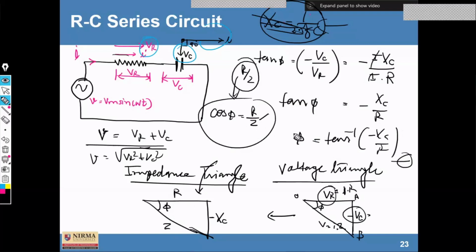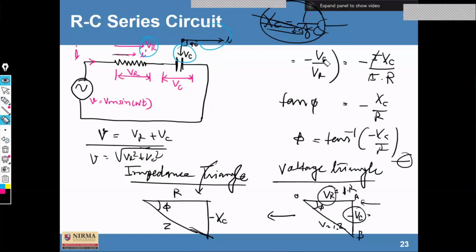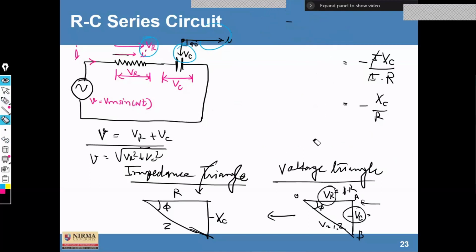And if all three different components are connected in series, then we will also get the same equation here. Clear? Now power factor, we know that it is R by Z, but how to derive this equation from this voltage triangle? Yes, we can derive it. How?